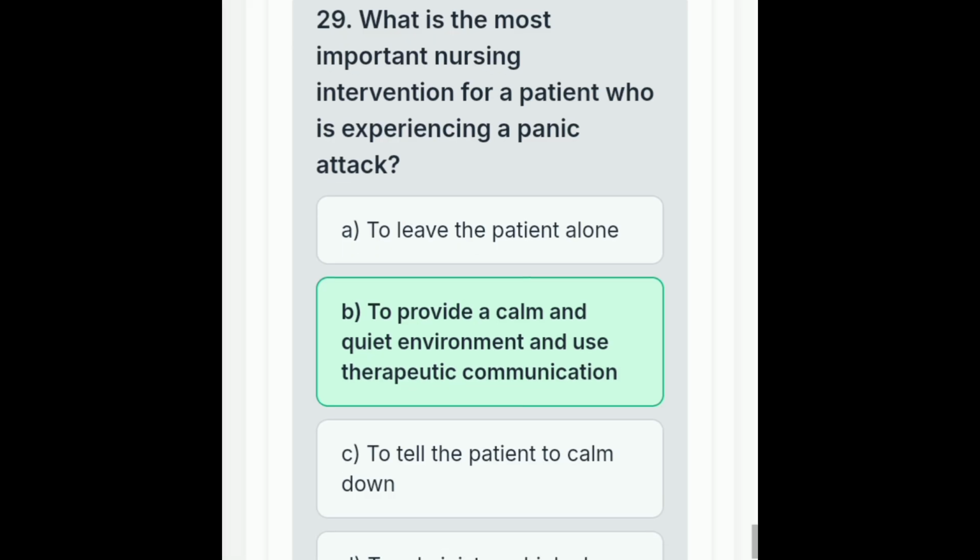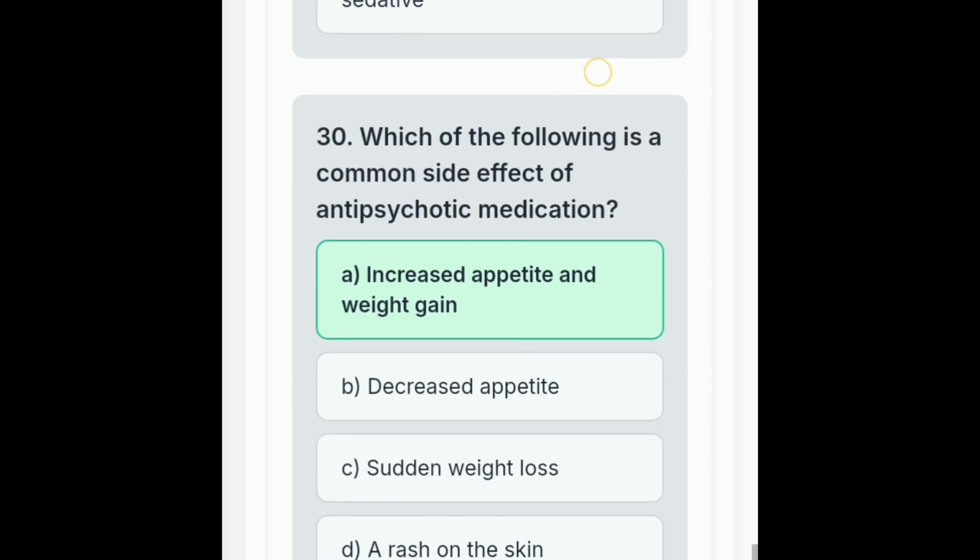What is the most important nursing intervention for a patient who is experiencing a panic attack? Option A, to leave the patient alone. Option B, to provide a calm and quiet environment and use therapeutic communication. Option C, to tell the patient to calm down. Option D, to administer a high dose sedative. Option B is the correct.